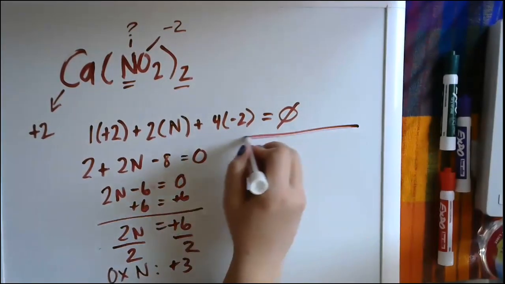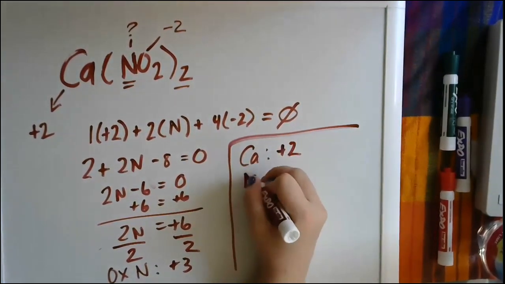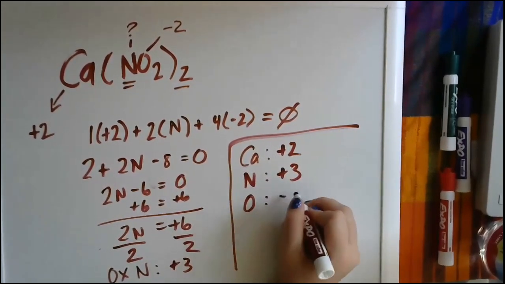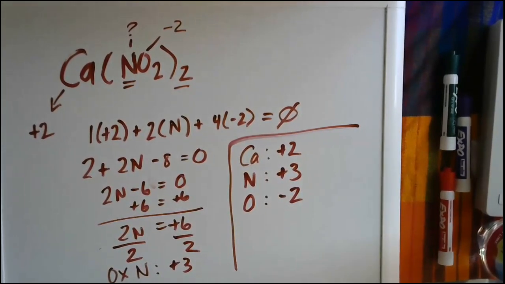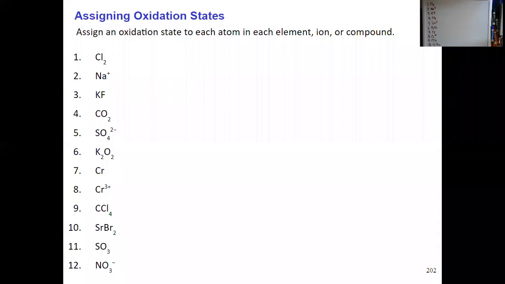So in this case, I would say that my calcium has an oxidation state of +2. My nitrogen has an oxidation state of +3. And each of my oxygens has an oxidation state of -2. Okay, so now we have a whole list of them to try on the next slide. Okay, so here are a whole bunch of examples, and I would like you to pause this at this point and try to figure these out on your own. I'm going to go back to the whiteboard and sort them out. But it's really only going to be useful to you if you can do this on your own.